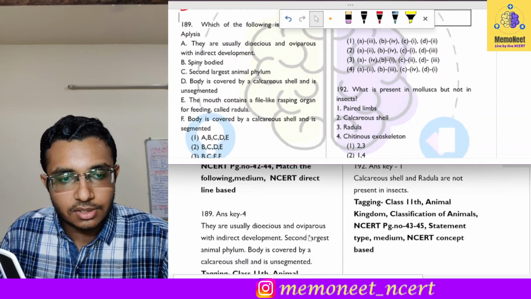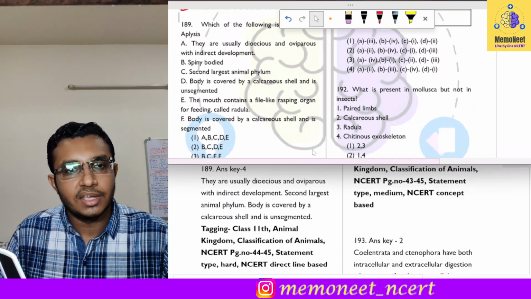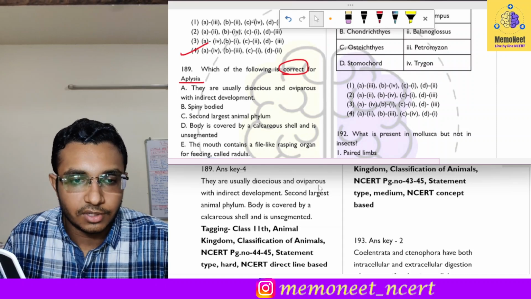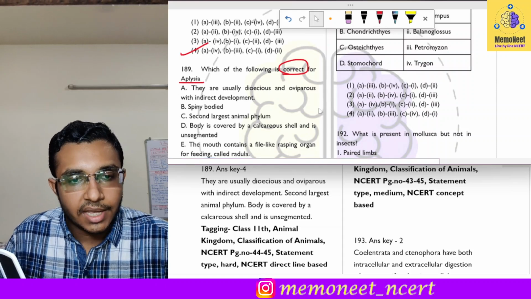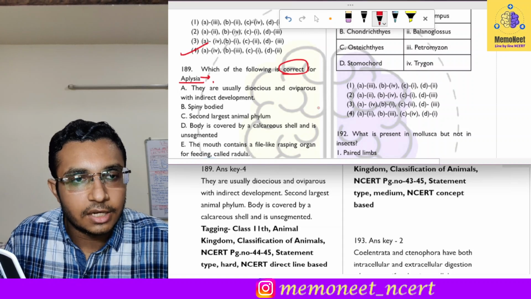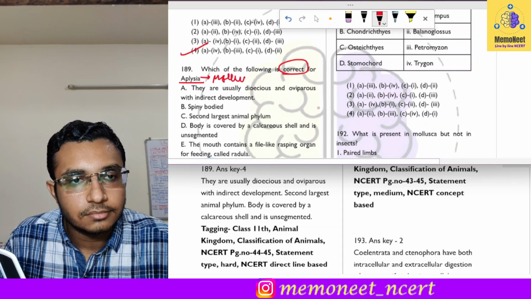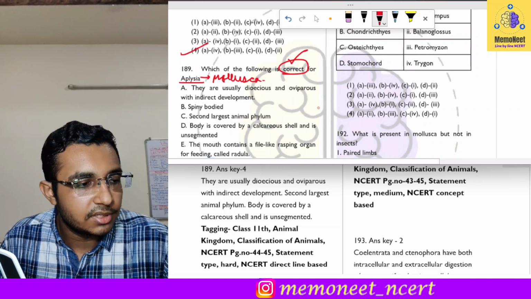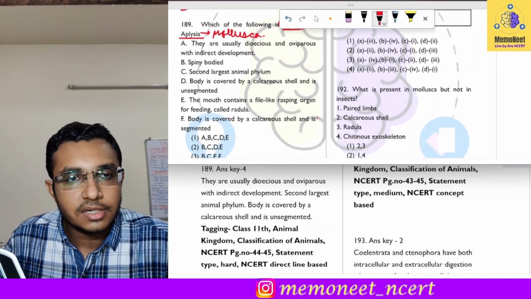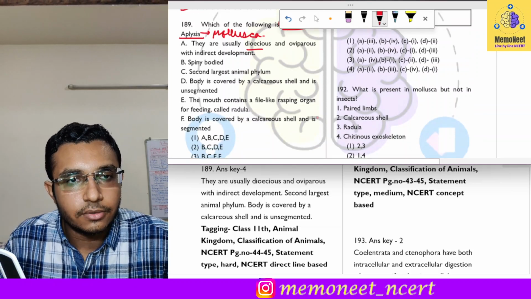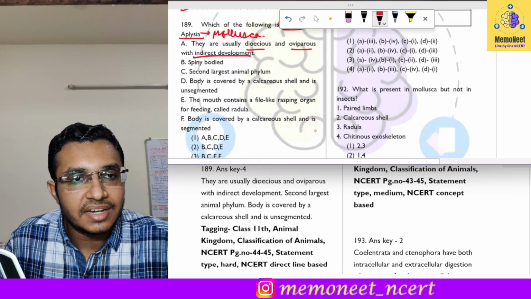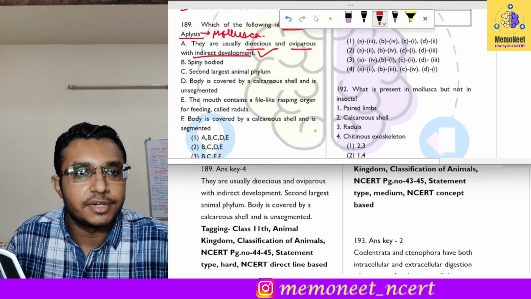The next question is question number 189. It states that which of the following is correct for Aplysia. Now Aplysia belongs to the phylum Mollusca, and we have to find the correct statement with respect to it. So the first statement is these are usually dioecious and oviparous with indirect development. So yes, this statement is correct.